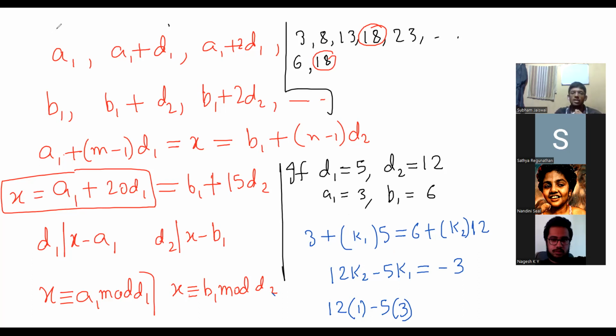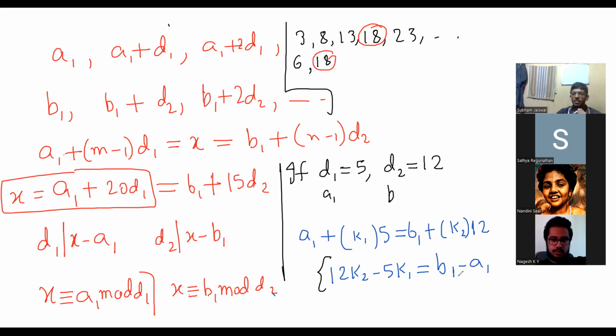Now, as you understand, this a1, this 3 and 6, are not important, because I did not pick them. So you pick any a1 and b1. What do you get? It translates into this. Please tell me if this is not working out. I will try to explain. Can you solve this for any b1 and a1?